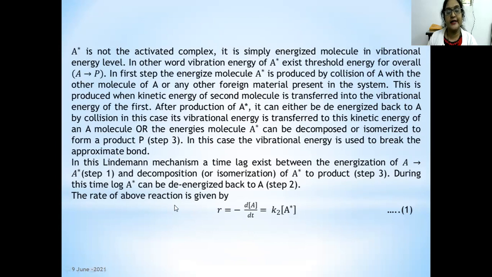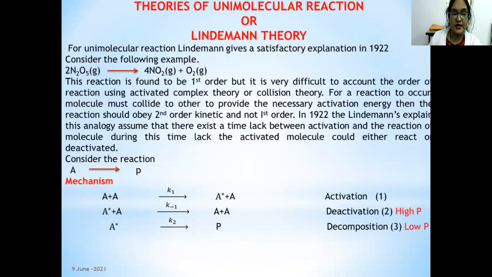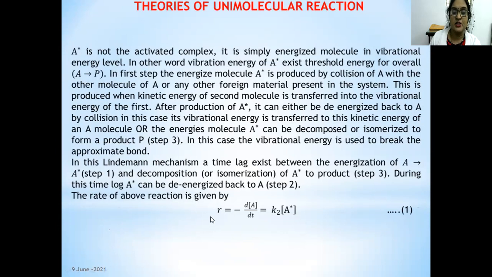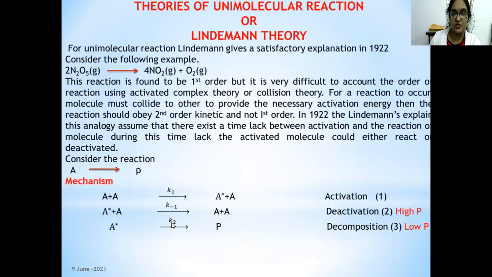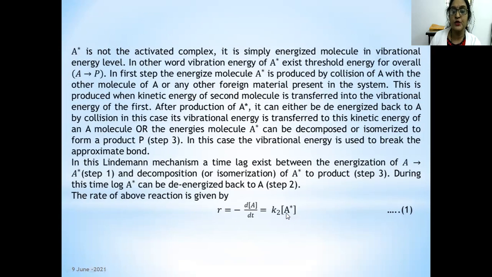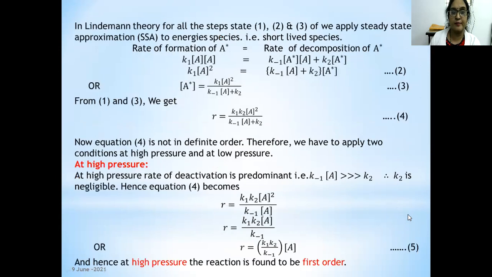Now the rate for the above reaction. We already discussed the rate law equation: rate, which is the decrease in concentration of the reactant per unit time, according to the law of mass action, is directly proportional to the product of the reactant concentrations raised to the power of their number of moles. Here, the rate of formation of product depends upon the concentration of A star. So rate is equal to minus the decrease in concentration of the reactant A per unit time, equal to K2, the rate constant for the reaction, into the concentration of A star. Let this be equation number 1.